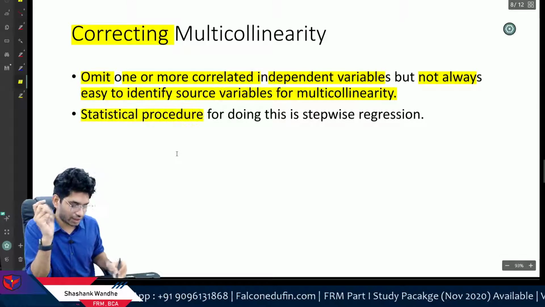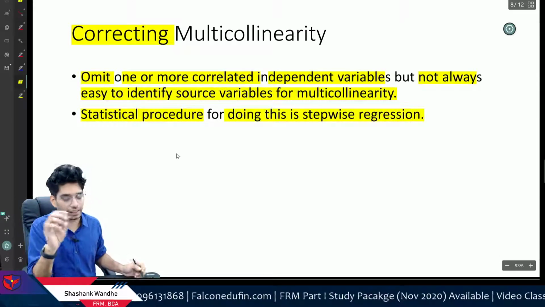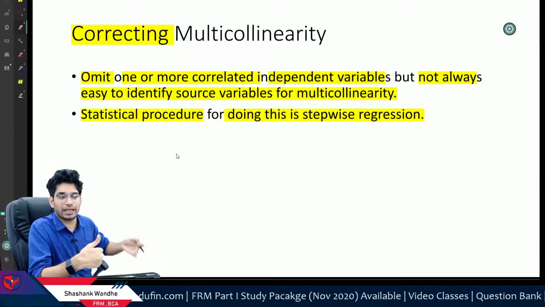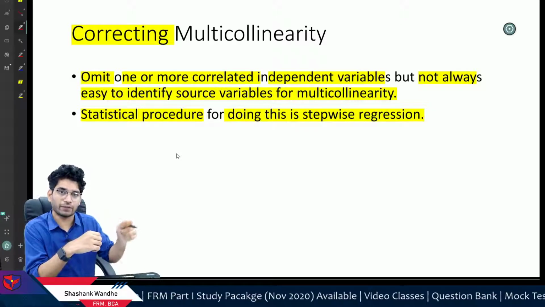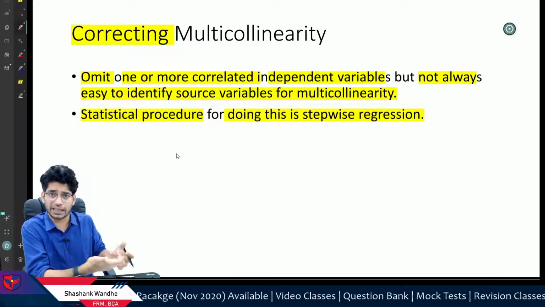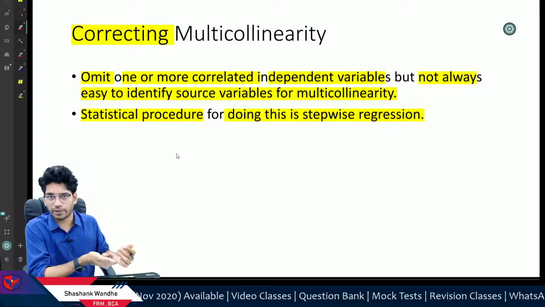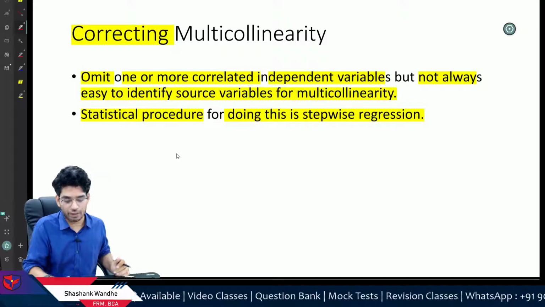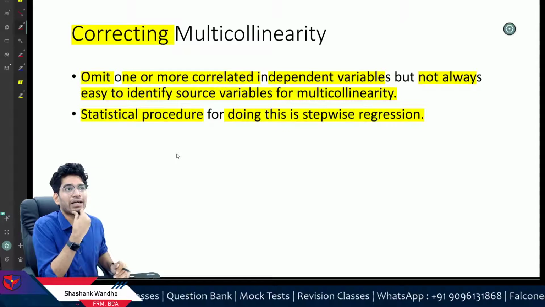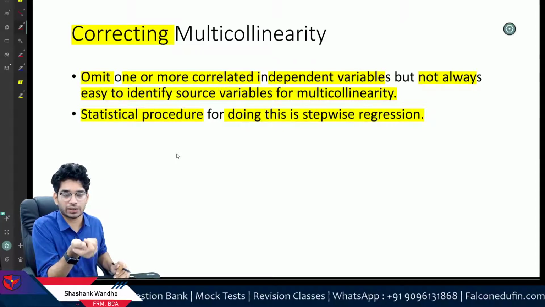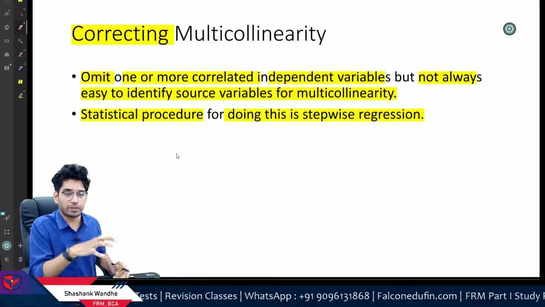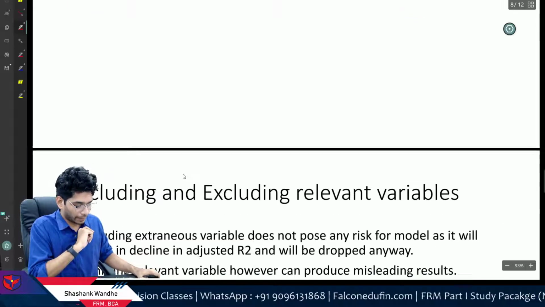So the statistical procedure is stepwise regression. In stepwise regression, you start with, say, 2 variables, then you keep adding variables, and you see if this results in a multicollinearity problem, then you drop that variable. So stepwise regression is one of the solutions. There will be one more impact: your regression coefficient will drop. Okay, so again, I'm not able to discuss this particular part. I want to, but I'm not able to because it is not covered in the syllabus.